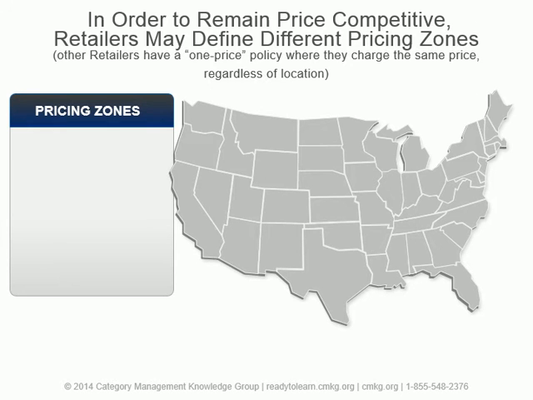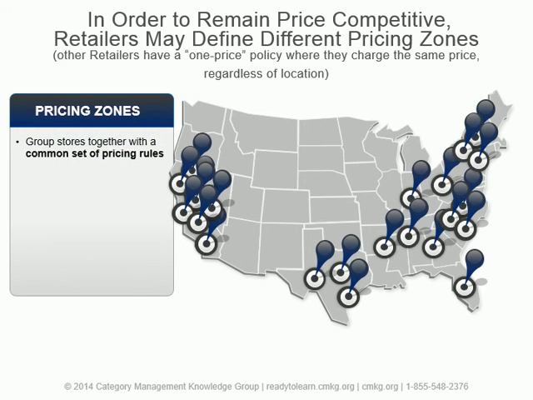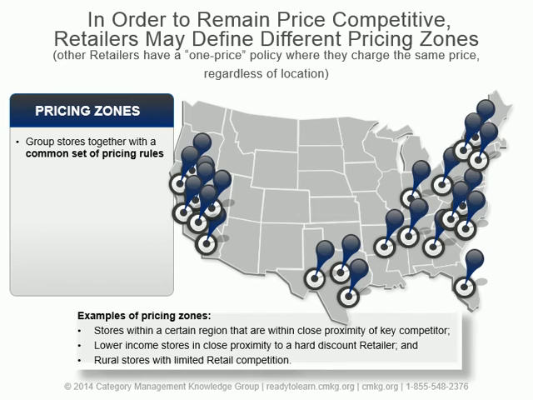In order to remain competitive on price, retailers may define different pricing zones across a region, where stores are grouped together that have a common set of pricing rules. For example, stores within a certain region that are within close proximity of a certain competitor may be in a price zone group.